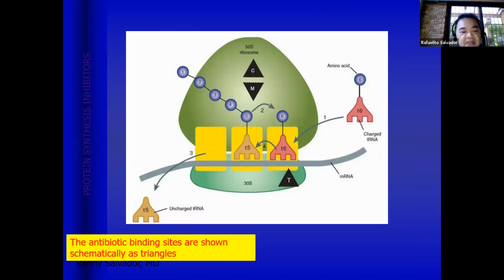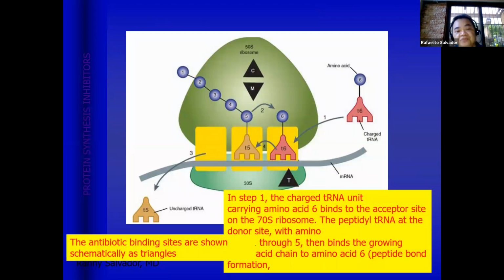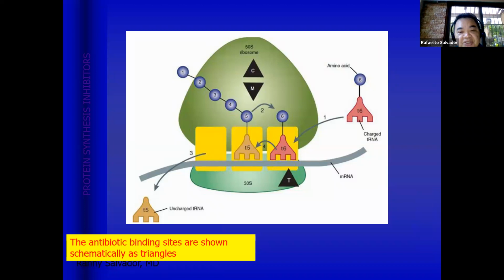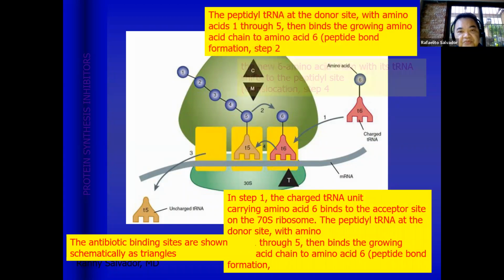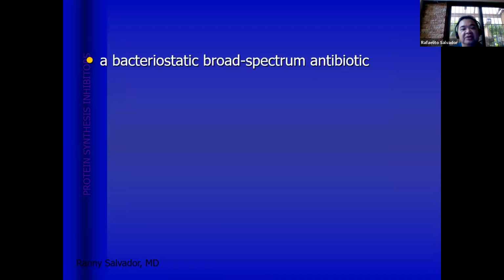This is how it is in your textbook. The amino acid binding sites are shown schematically. So review your textbook. It's the same, with the acceptor site and the charged tRNA. So again, chloramphenicol is a bacteriostatic broad-spectrum antibiotic. Broad-spectrum, it can be used for gram-positive and gram-negative. Before, maybe 20 years or more ago, it was used even for respiratory tract infections, with gram-negative and gram-positive infections. It usually has aerobic, but partially anaerobic activity.